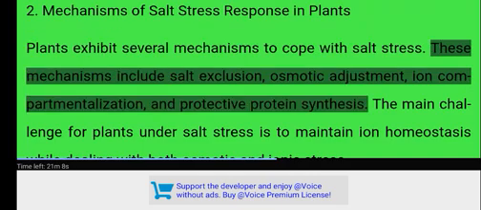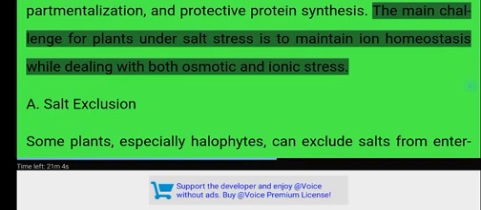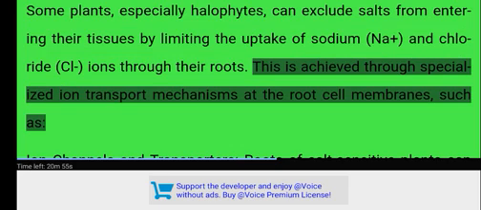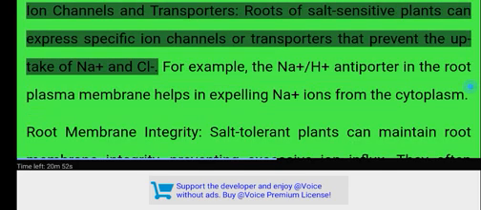These mechanisms include salt exclusion, osmotic adjustment, ion compartmentalization, and protective protein synthesis. The main challenge for plants under salt stress is to maintain ion homeostasis while dealing with both osmotic and ionic stress. A. Salt exclusion. Some plants, especially halophytes, can exclude salts from entering their tissues by limiting the uptake of sodium, Na+, and chloride, Cl-, ions through their roots. This is achieved through specialized ion transport mechanisms of the root cell membranes, such as ion channels and transporters.